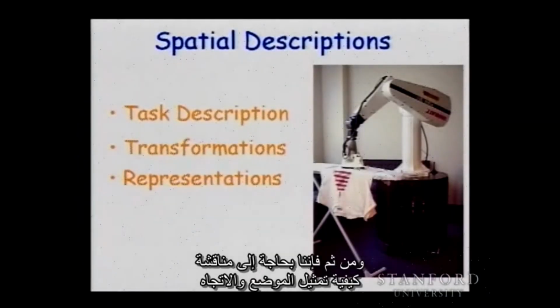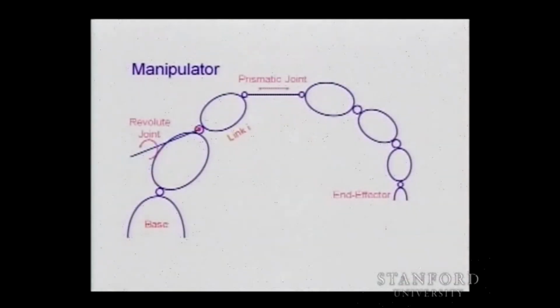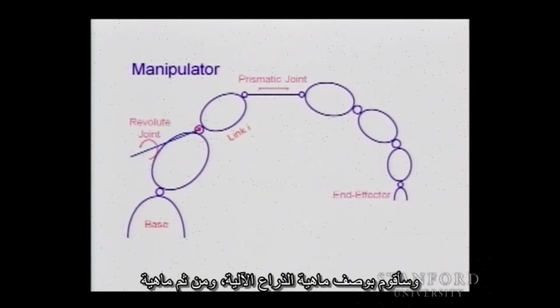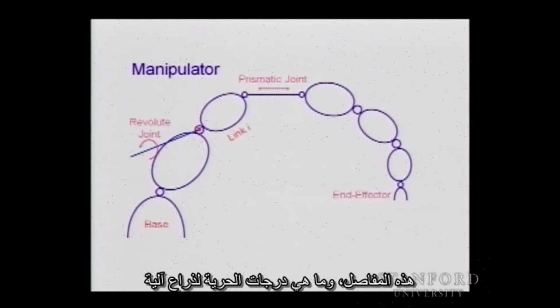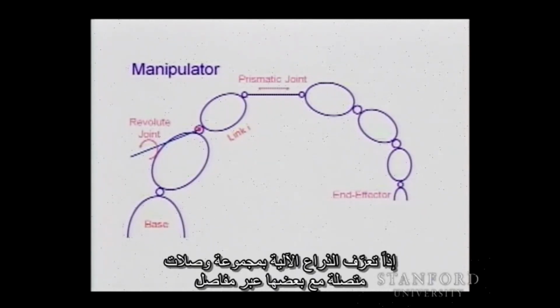Then we need to discuss how we represent the position and orientation. There are many different ways through which we can describe a position or an orientation, and we will discuss a few different representations. And I'm also going to describe a little bit what a manipulator is, what a robot arm is, and then what these joints are, what the degrees of freedom of a manipulator are, and how we count and represent the position of a manipulator. So a manipulator is defined by a set of links connected through joints.